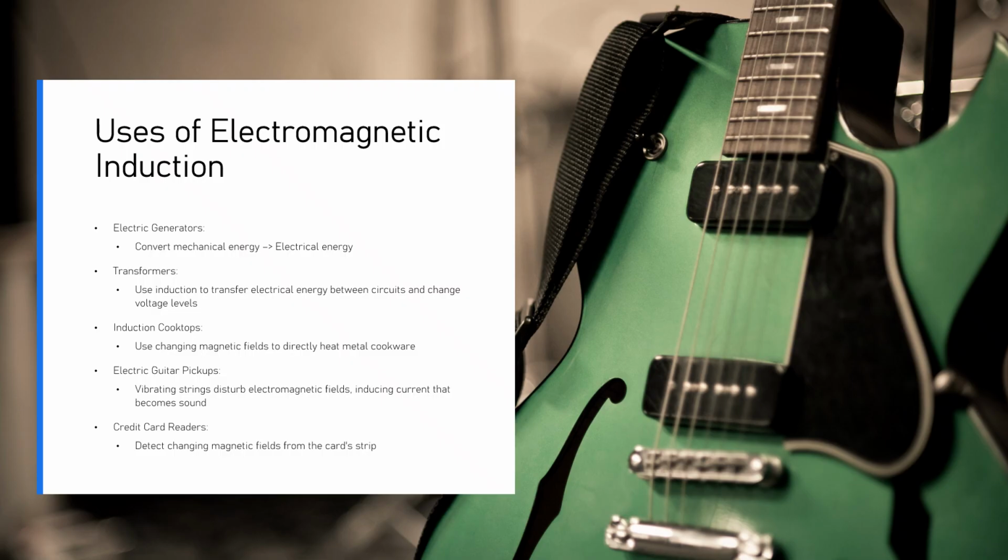And for the music enthusiasts, we have electric guitar pickups. The vibrating strings of a guitar disturb electromagnetic fields, which induces a current that turns into sound or music. The final example I'm going to give here is something most of us use all of the time anymore. It's a credit card reader. These devices detect changing magnetic fields from the strips within a credit card or debit card.